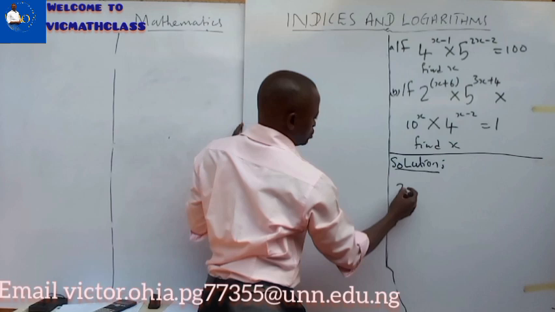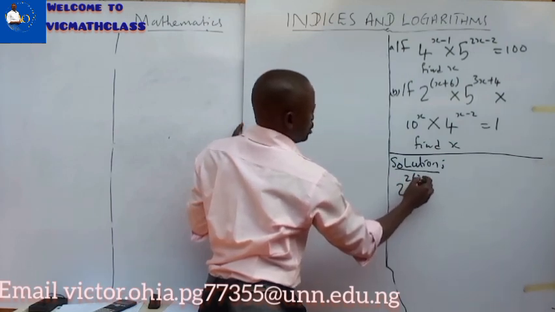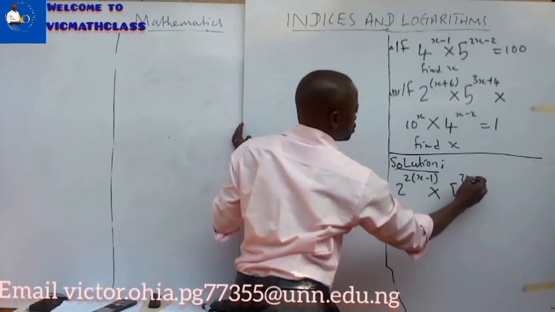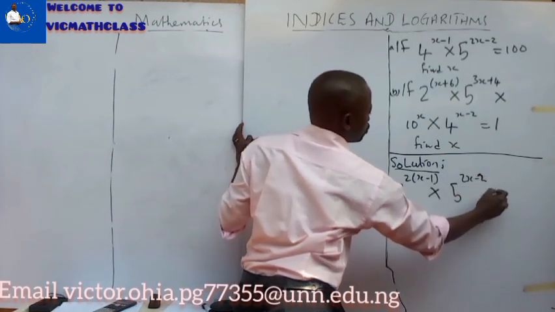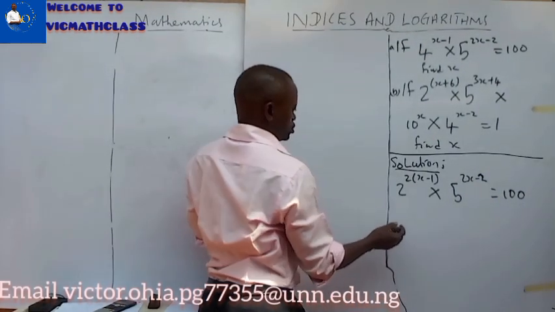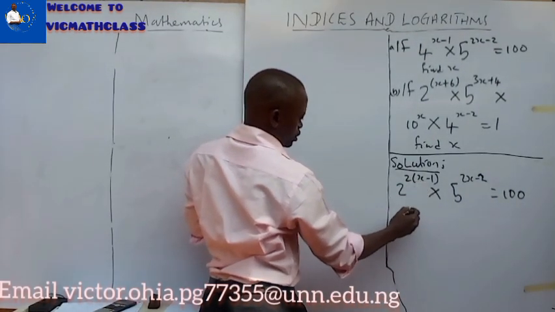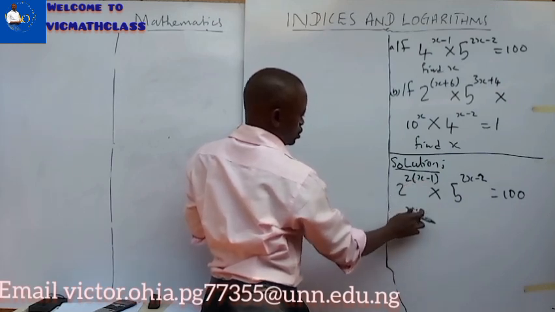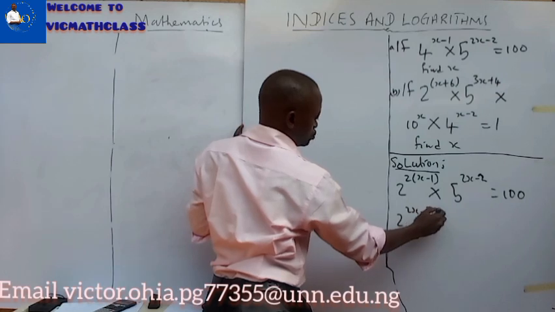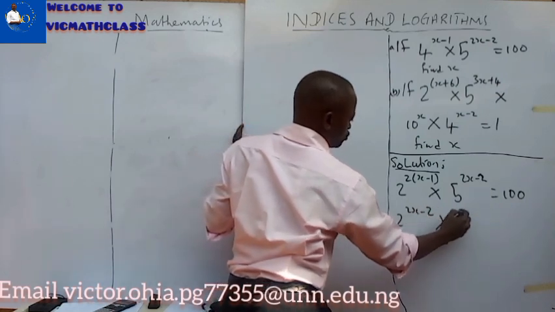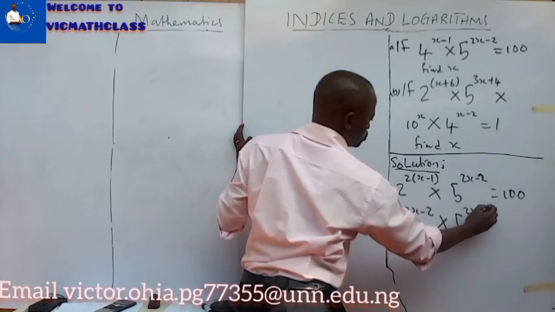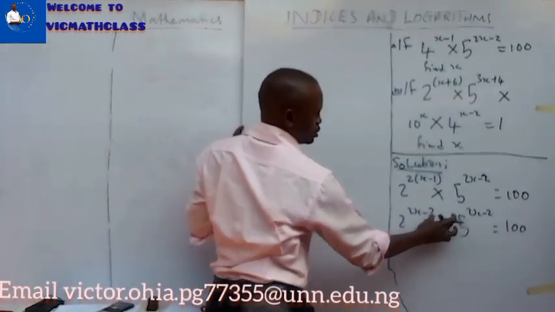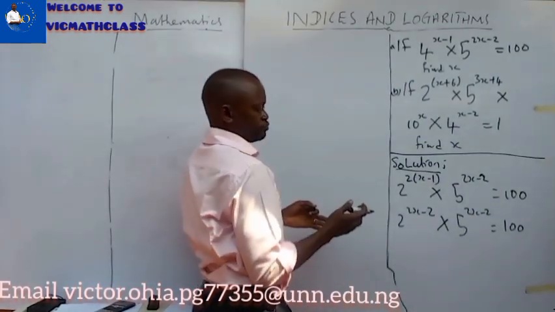So I can write that as 2 raised to the power 2 bracket x minus 1, and then times 5 to the power 2x minus 2, then equals 100. If I open this bracket, I will have 2 to the power 2x minus 2, because 2 times x is 2x and 2 times minus 1 is minus 2. Then times 5 raised to the power 2x minus 2 equals 100. Do you realize that the power here is now equal to the power here? So we have a way out.